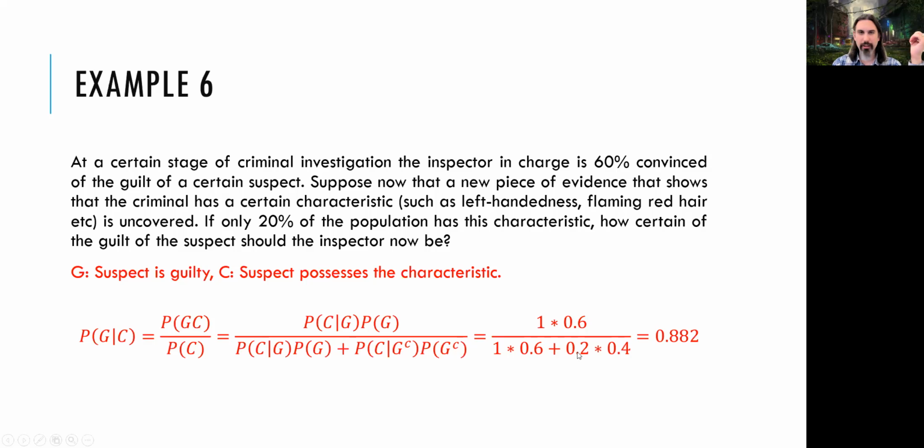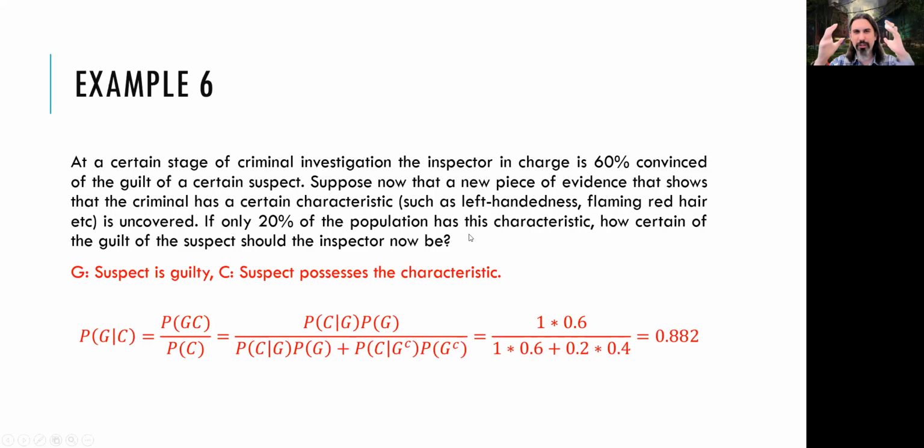So 0.2 again. When we calculate these values, we're going to find the probability of him being guilty if he possesses that characteristic, which is 0.88, 88%. So from 60%, it comes up to 88%, the probability of the guy being guilty if he possesses that characteristic, left-handedness.